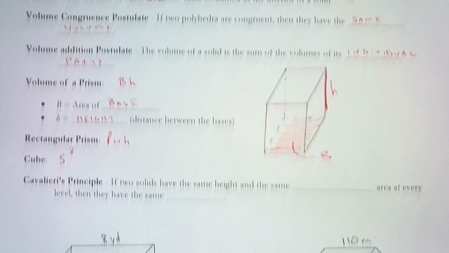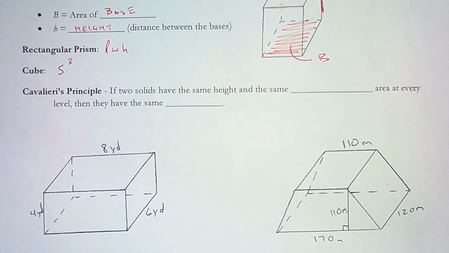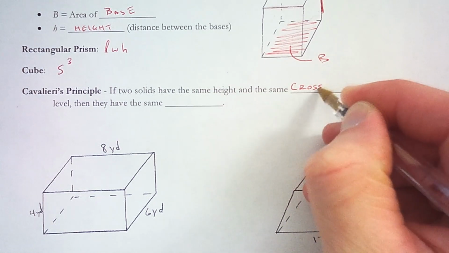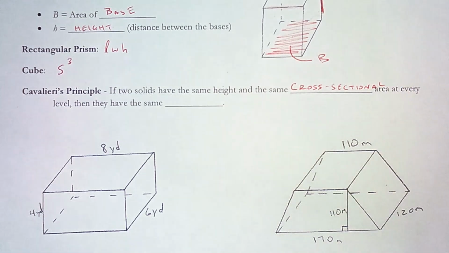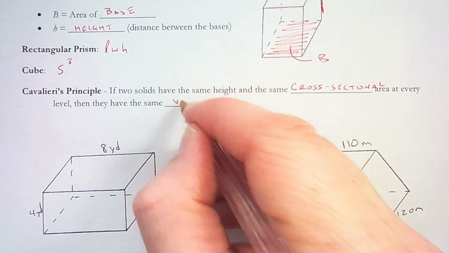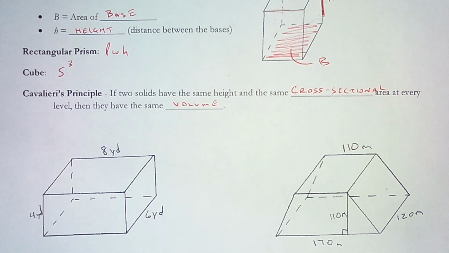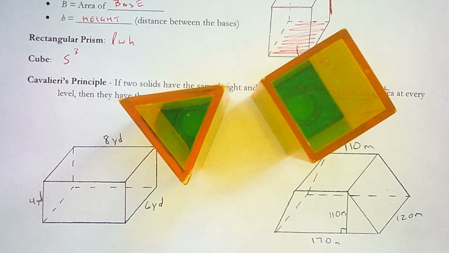The last thing we'll talk about before we start finding volumes is Cavalieri's Principle. Cavalieri's Principle says that if two solids have the same height and the same cross-sectional area at every level, then they have the same volume. So what that means is that if I have an oblique prism, I can find its volume just the same as a right prism. So all of these prisms that I have here are right prisms.